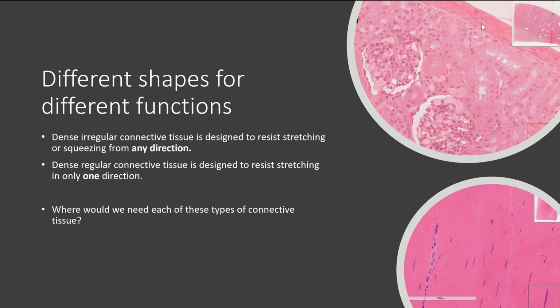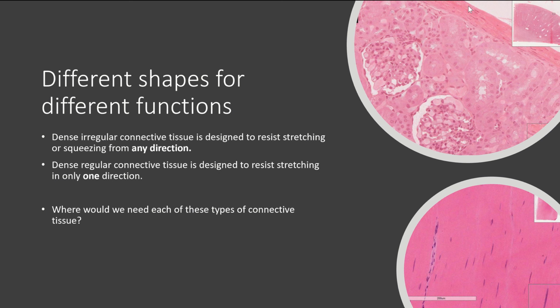We already said it's found under your skin to anchor that epithelium down to the rest of the tissues below it, right? It's also found lining your organs. So you can see here, this is the kidney. We'll learn more about that later. This out here is actually connective tissue, right? Connective tissue, remember we said that's glue. It's binding together. It's holding this kidney together. It's holding the outside of this kidney together.